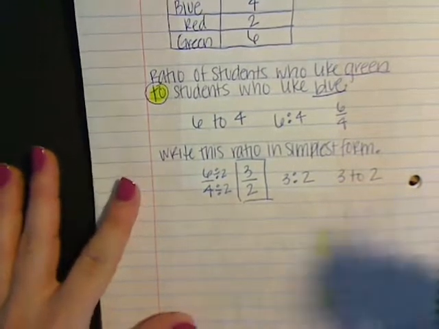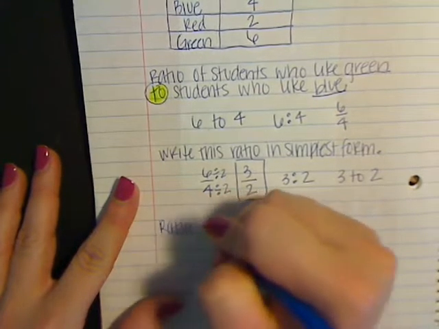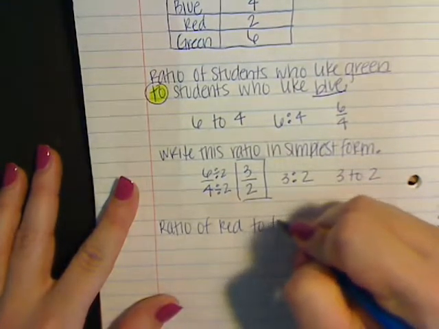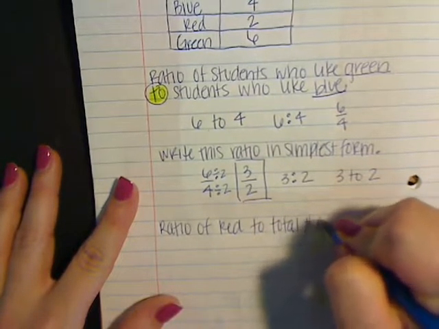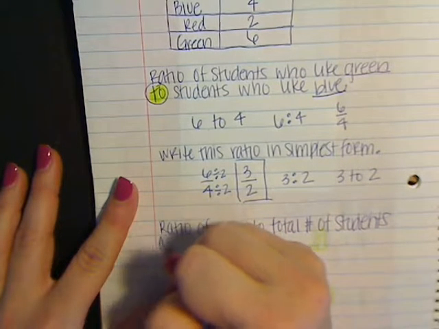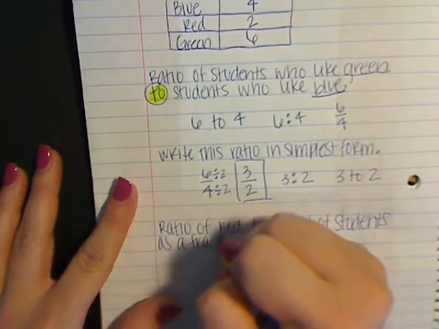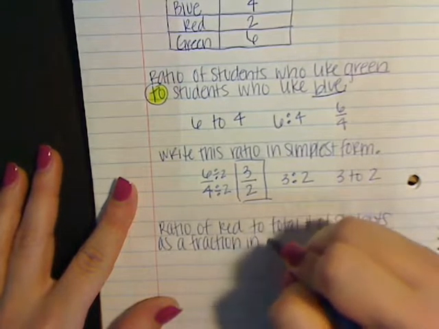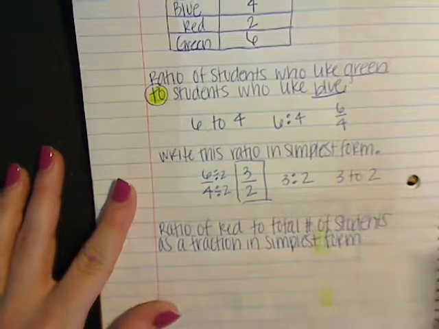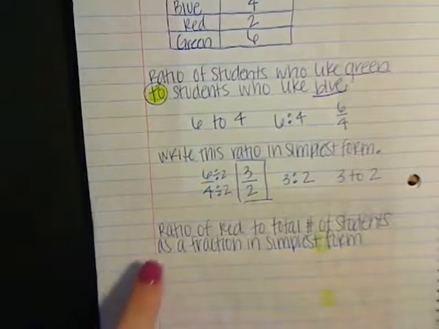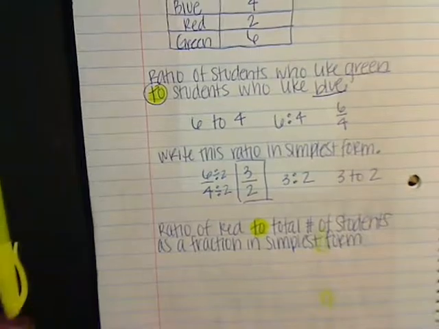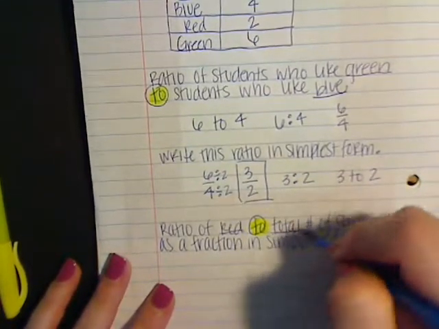All right, let's do one more example. What if I asked you, what's the ratio of students who like red to the total number of students as a fraction in simplest form? Okay, so keyword. I want the ratio of red to total. Choose my keyword. Okay, so red to total.